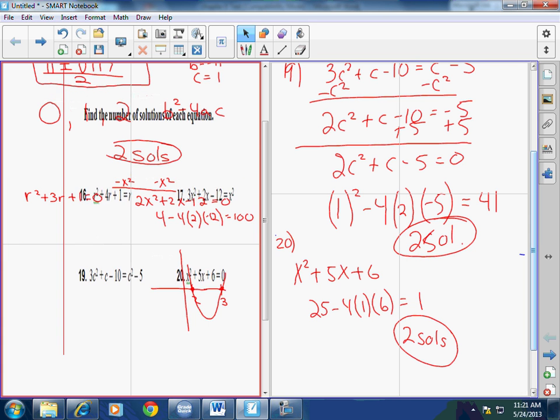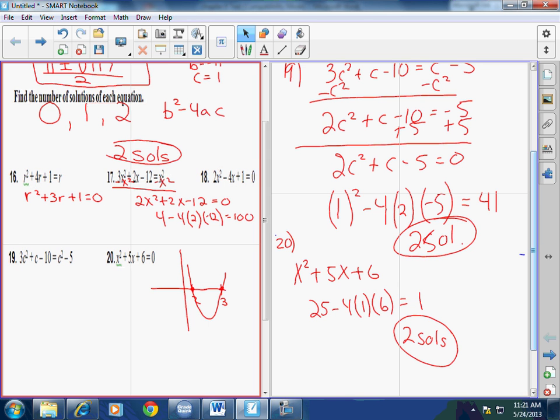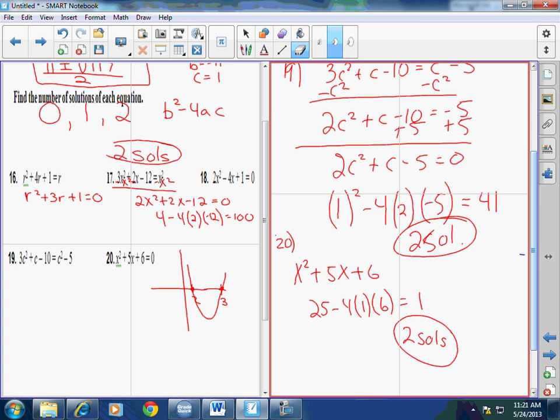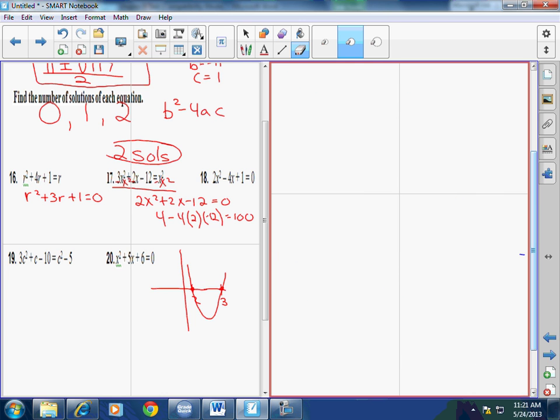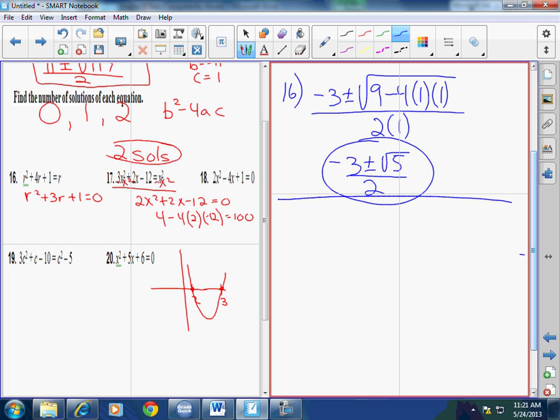But let's go ahead and finish. Sorry about that. Let's go ahead and finish this test up. Okay. So I've got 16. 16 is unfactorable. I don't want to complete the square because I'm going to deal with fractions. So for 16, I'm going to use the quadratic formula. Negative b plus or minus the square root of b squared minus 4 times a times c, over 2 times a. So that's negative 3 plus or minus square root of 5 over 2. Boom. That would have given you extra credit right there.